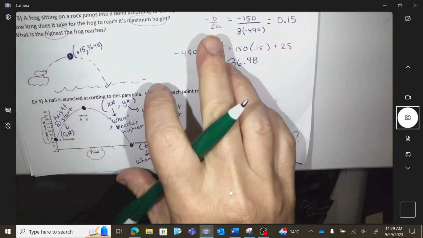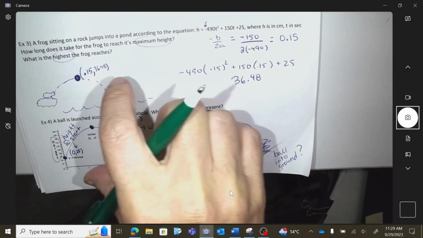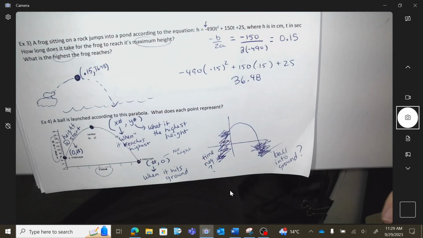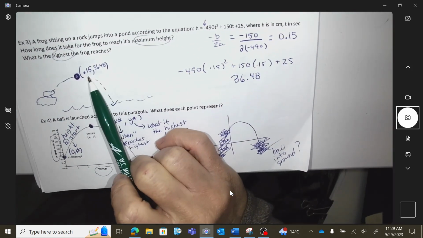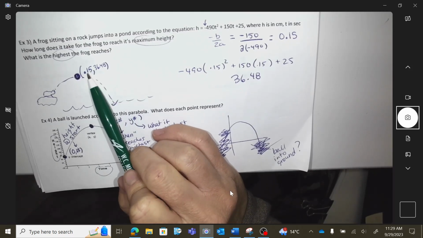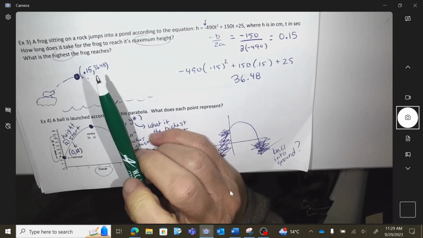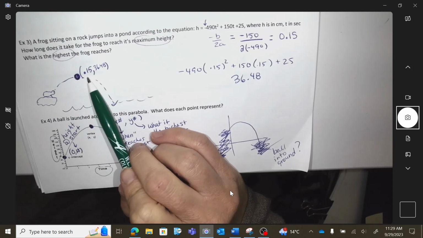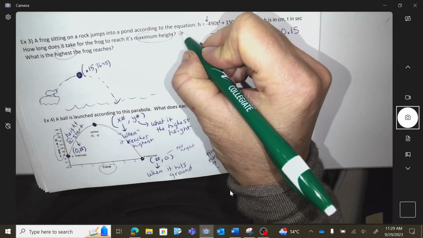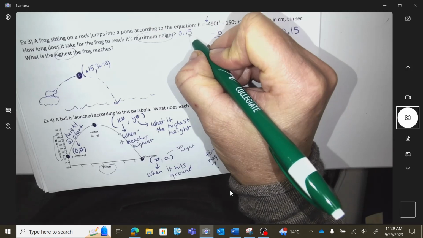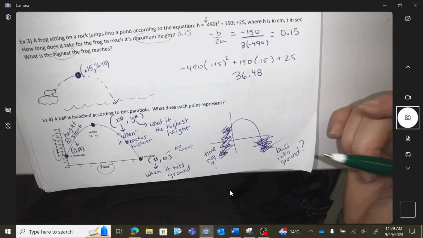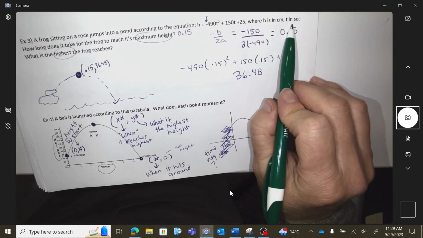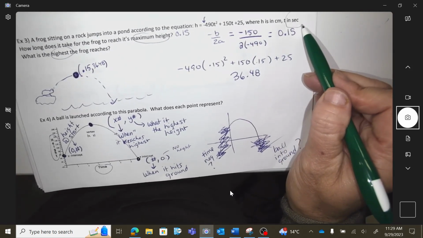Okay, so this is nothing new. Now we're connecting it to questions, so this part's new. How long does it take? So which part is the how long part? The first part or the second part? First. So how long does it take? 0.15, and you should answer something with that. Do you know what you want to answer with it? 0.15. Here it is, seconds.